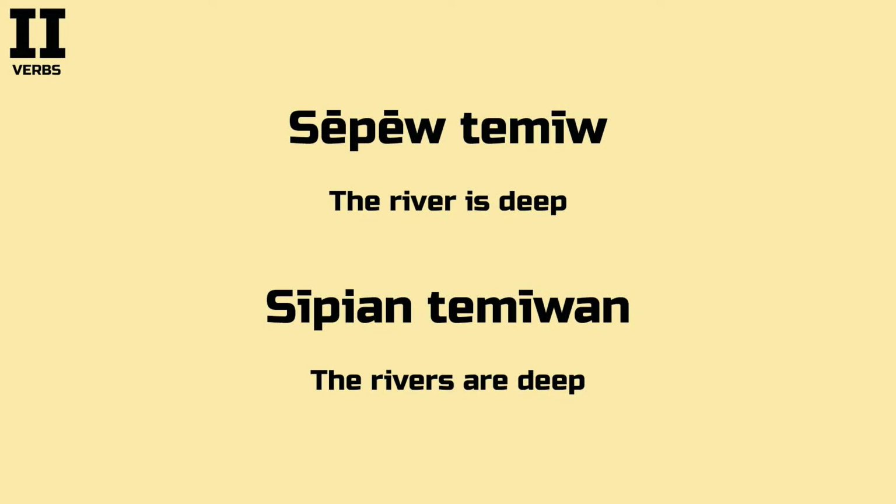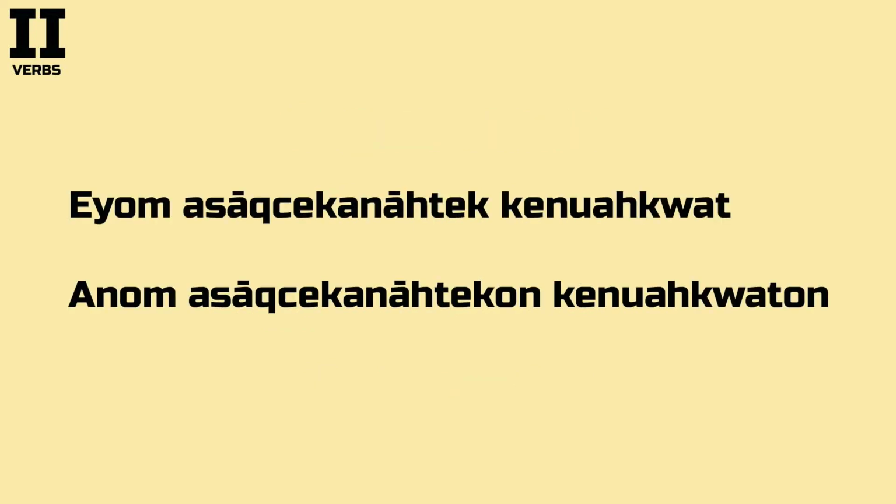Another example would be sepe to me. The river is deep. And in the plural form, sipian timiwan. The rivers are deep. Now notice that not only the verb gets pluralized, also the noun subject. Now I'm just going to roll through a few examples.